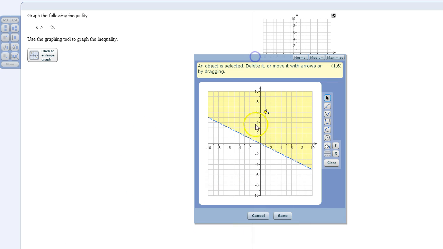So once you've graphed your line, once you've changed this to an equals and come up with 2 points to make the line, then you just pick any point that's not on the line and determine: when I plug the x and y coordinates into the actual inequality, does it make it true, therefore I shade it, or make it not true, therefore I don't shade it, thereby shading the other side.